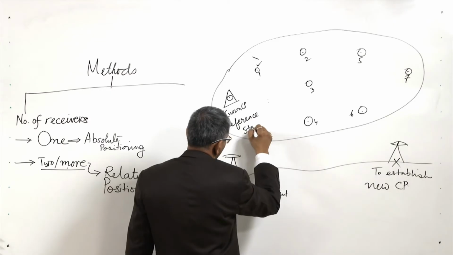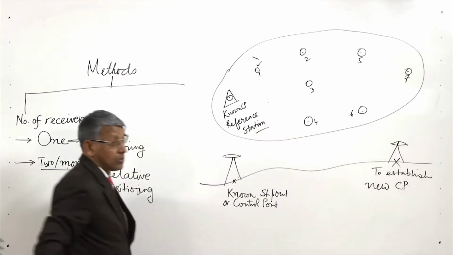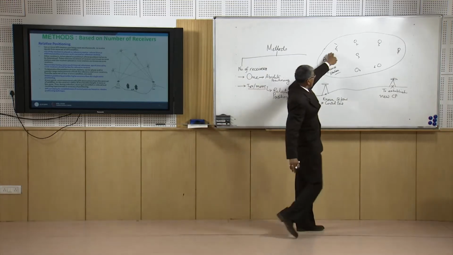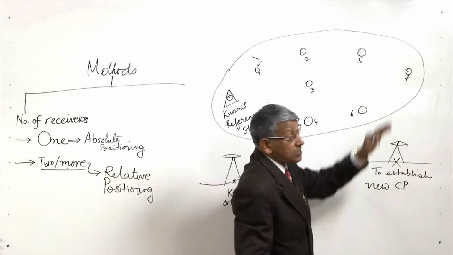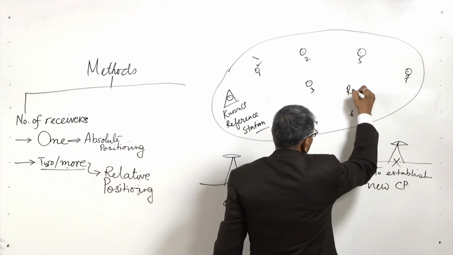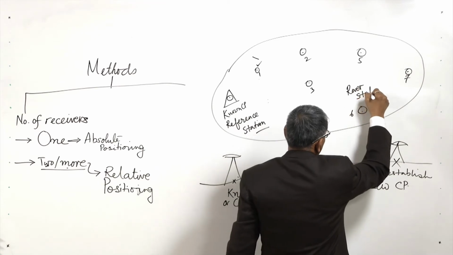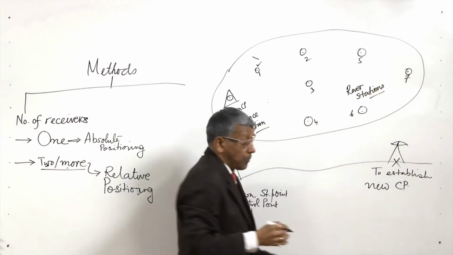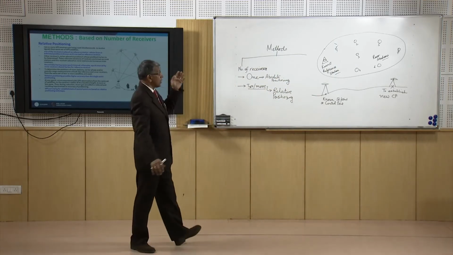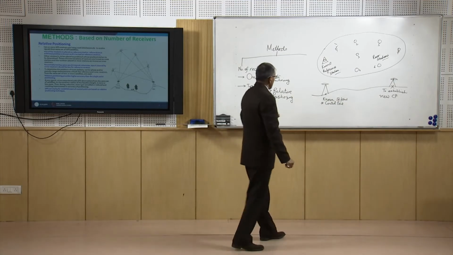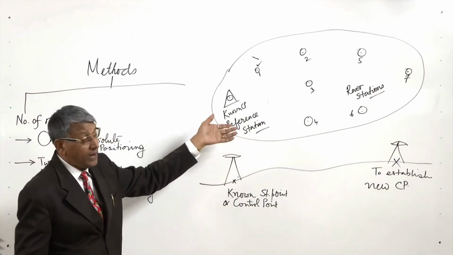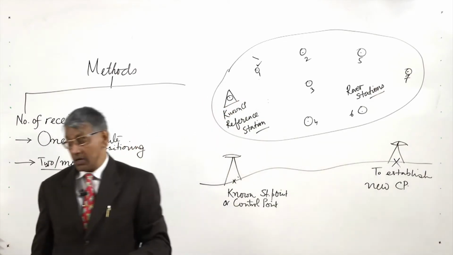So this is known as reference station also in GPS terminology, and the stations or control points whose position is to be determined are also known as rover stations. That means rover stations are the stations or points whose location we want to determine, and that will be determined with reference to the known control point. So it is called the reference station.